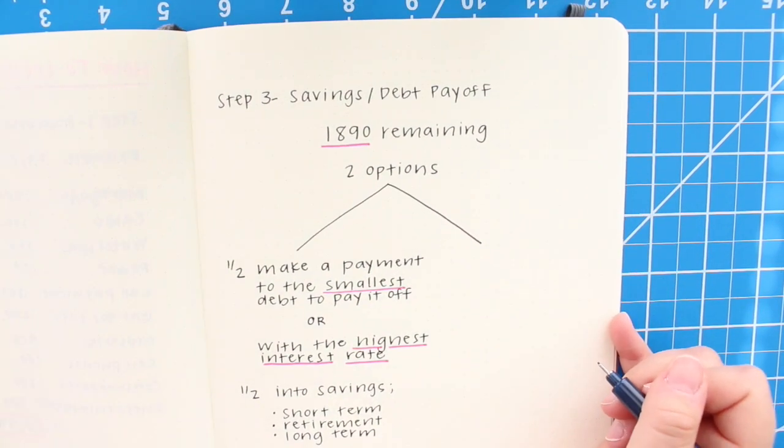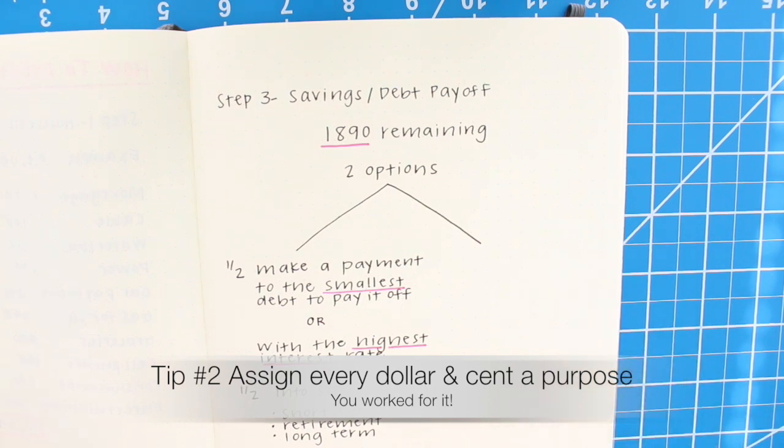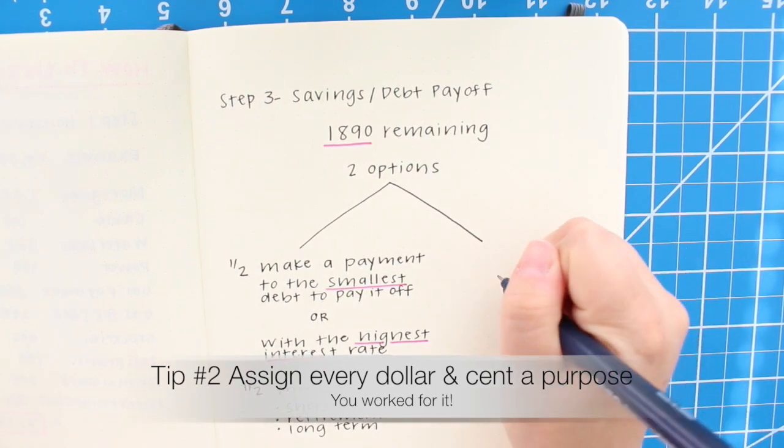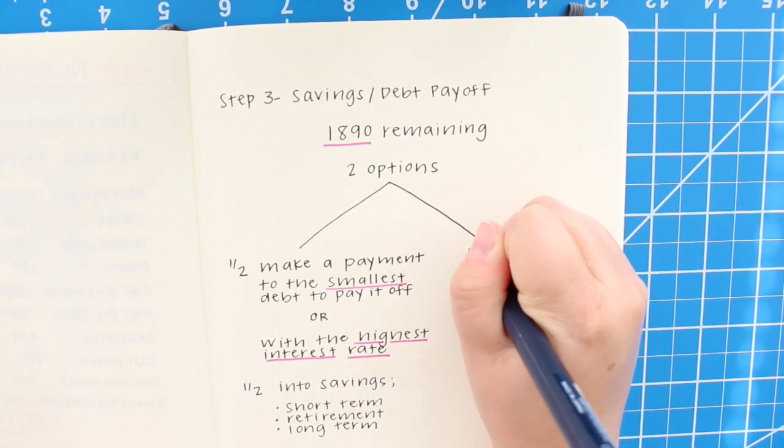My second tip is to make sure that you are really accounting for every cent that is in your checking account. This makes a big difference when you're creating a budget.